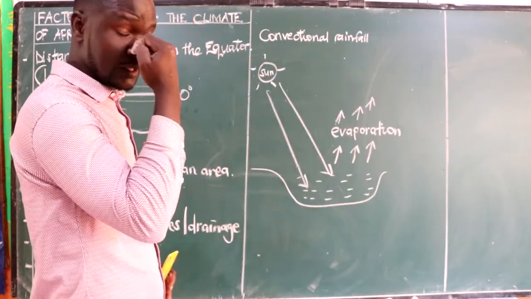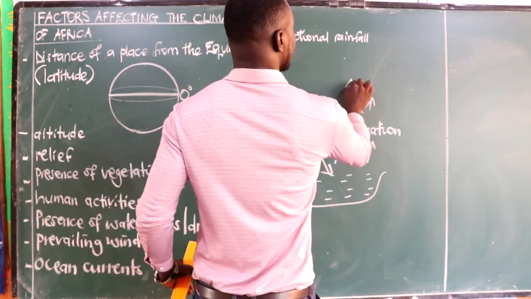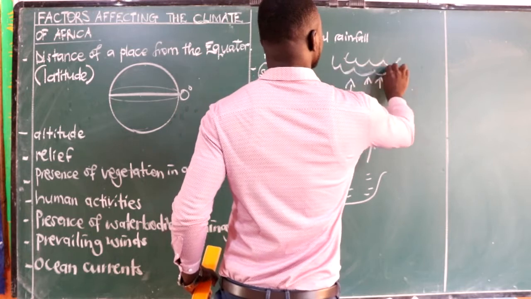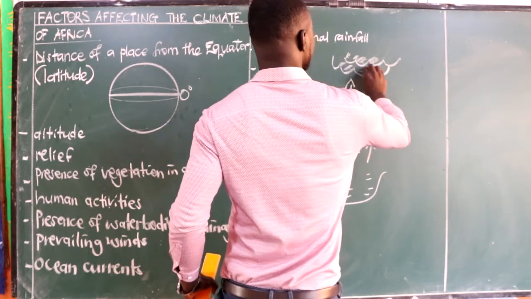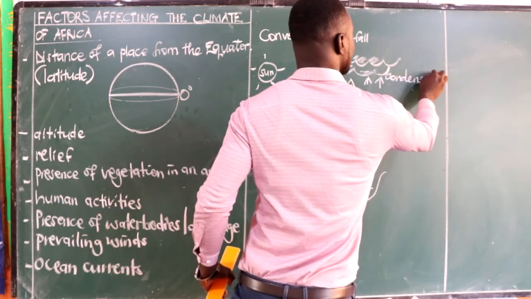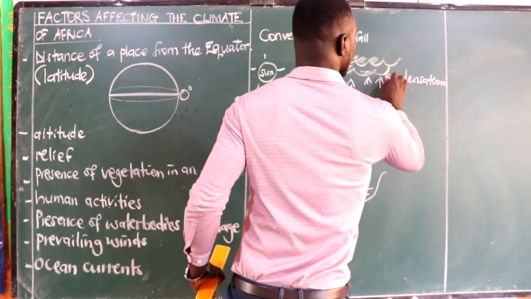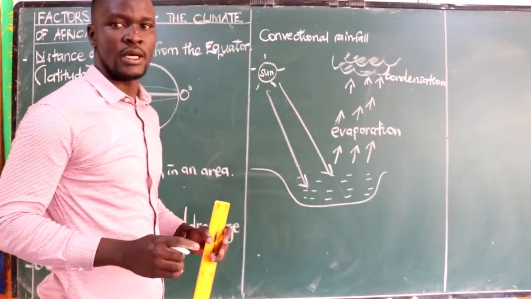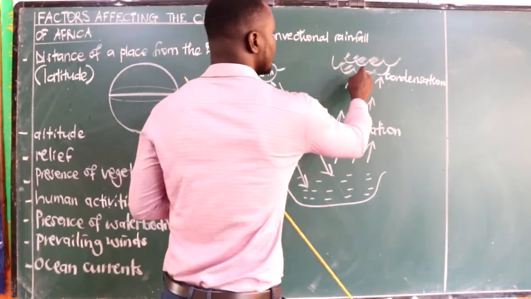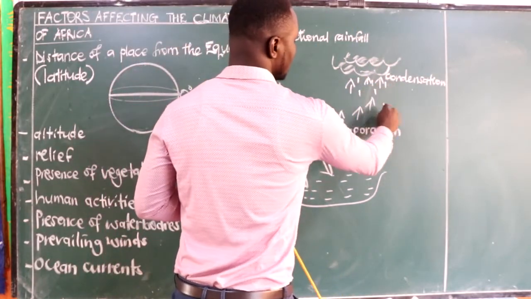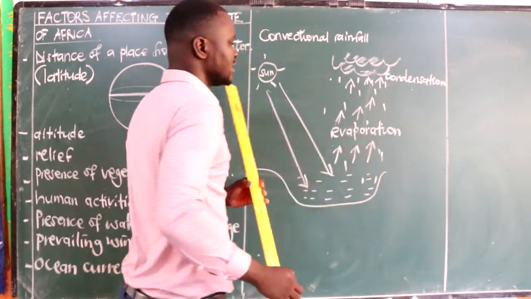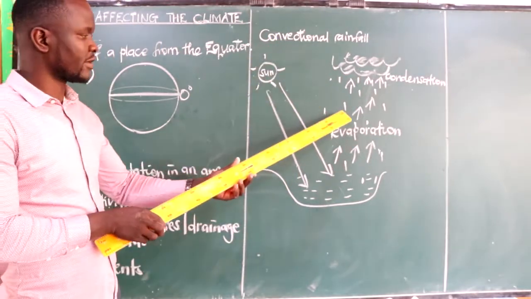And as a result of this evaporation, this vapor is going to condense in the atmosphere, that is in a process that we call condensation. Condensation. Take serious note of the spelling. And at the end of it all, these clouds formed will eventually result into rainfall being experienced. And this is convectional rainfall.